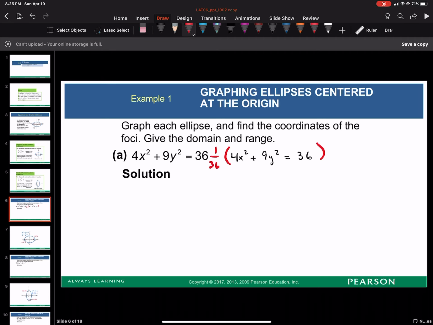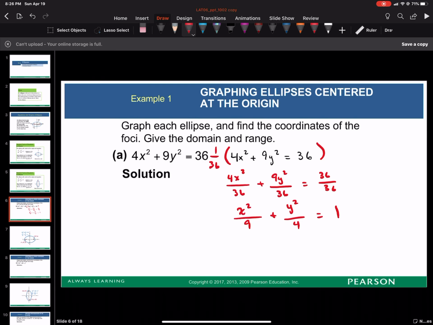I'm going to write this all out. So I have 4x squared over 36 plus 9y squared over 36, and this is equal to 36 over 36. Now, when I reduce this, it is x squared over 9 plus y squared over 4, and this is equal to 1. Now we have it in that standard form, and we can go ahead and write out what our points look like.